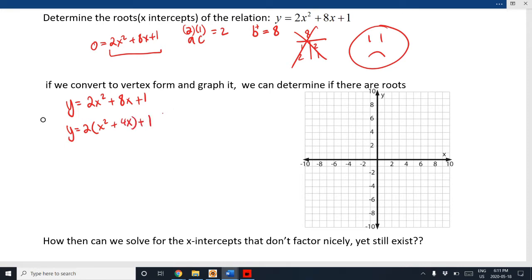And now we want to add half of b squared and subtract half of b squared. In this case, our b value is 4, so we're going to have 4 divided by 2 squared, and this is going to be equal to just 2 squared, and that's equal to 4. So let's add and subtract that right after our b term. Plus 4 minus 4, and then we have our plus 1 on the outside.